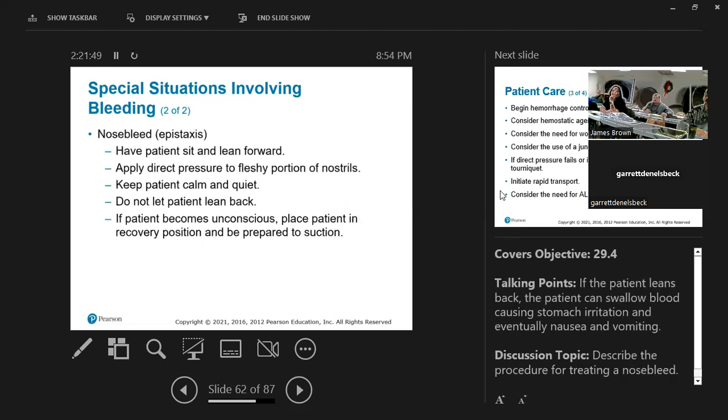Epistaxis. So, who here had their mom tell them, pinch your nose and lift your head up? Until you've puked out a blood clot and everything, it's not really good. So pinch, lean forward, keep the airway open. And place the patient in a recovery position if they become unconscious.